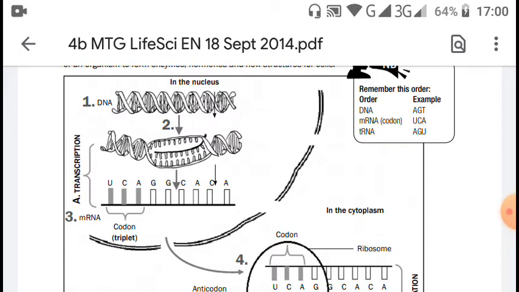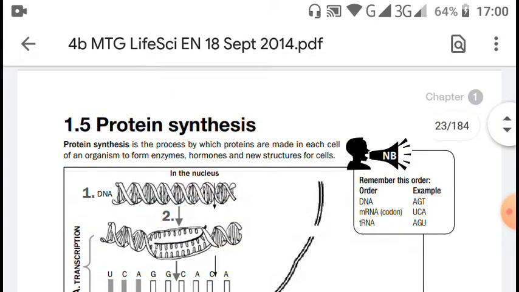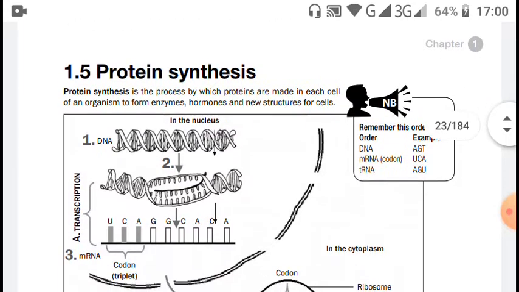So we're here to talk about protein synthesis. As I promised you guys that I'll be posting videos, just to help you. So let's get to it. Now we look at protein synthesis.